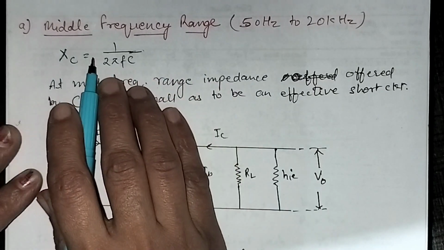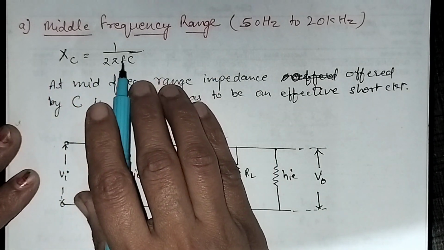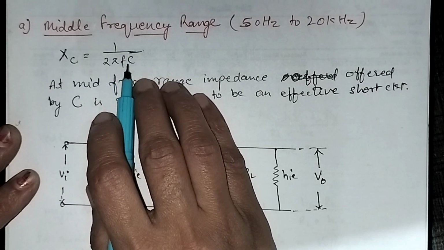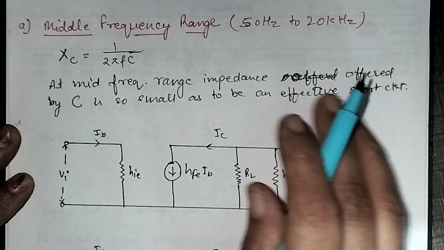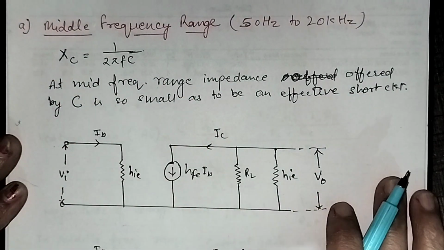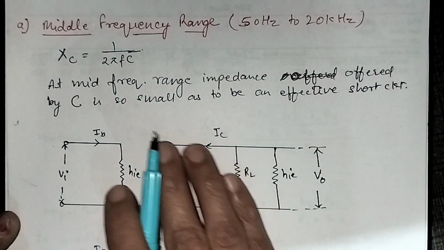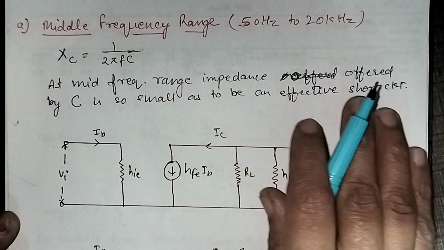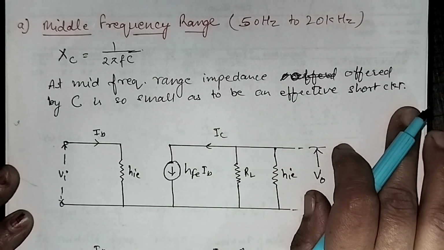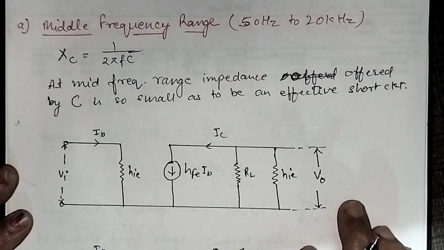First we'll analyze the circuit at middle frequency range. The expression for the reactance of the capacitor is given by 1/2 pi fC. This f is the frequency of the signal that is applied across the capacitor. Now at middle frequency range, the impedance offered by the capacitor is so small that we can term it as an effective short circuit. So we will neglect the capacitor in this case. So we have not included the capacitor in the equivalent circuit.